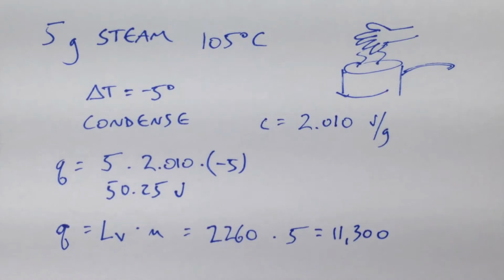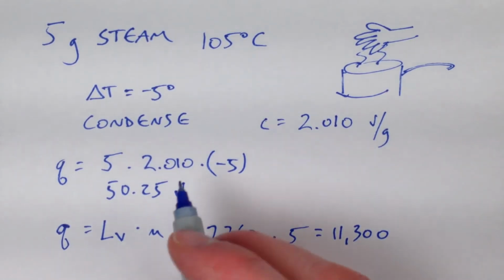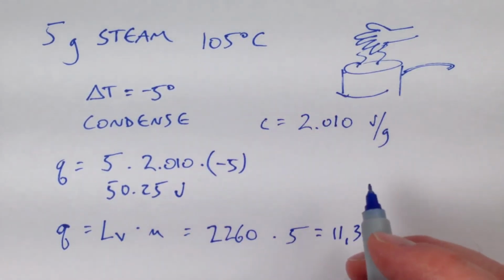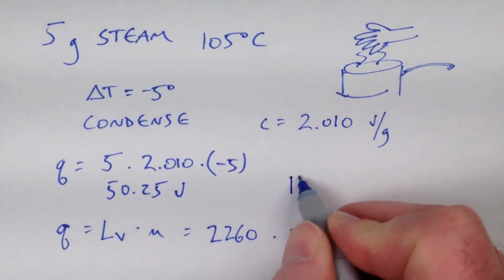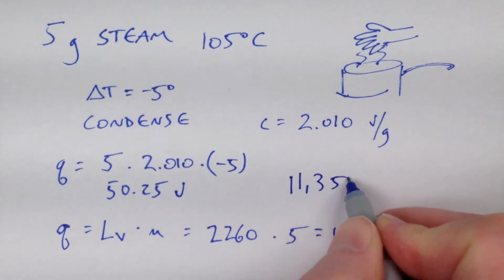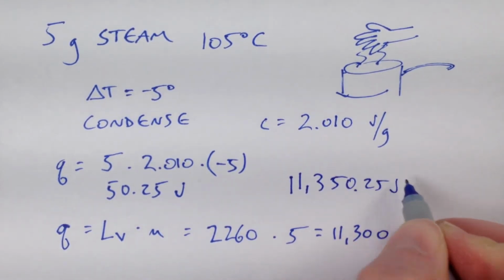I mean, it's not even in the same decimal place, which means if this situation were to actually take place, we're going to end up having a transfer of 11,350.25 joules.